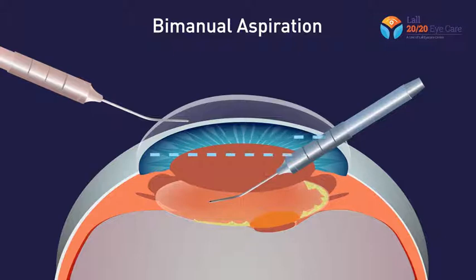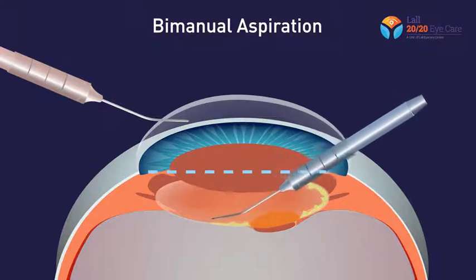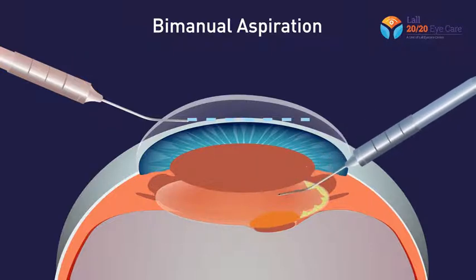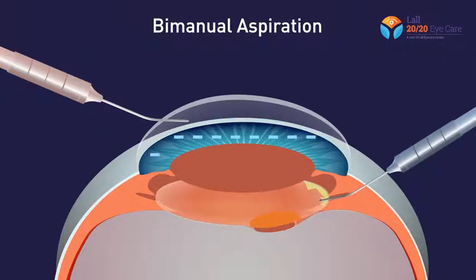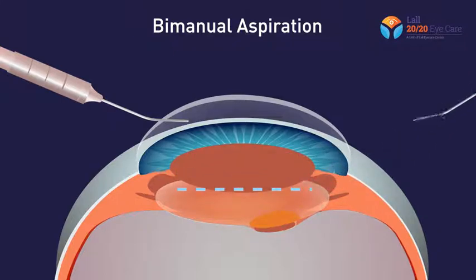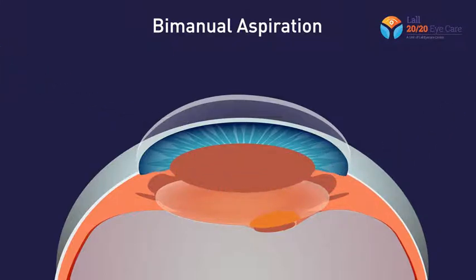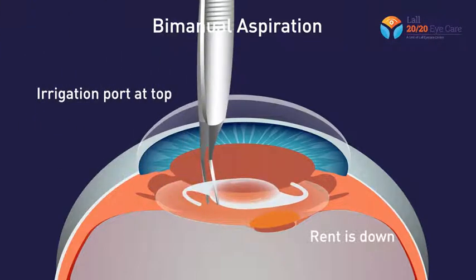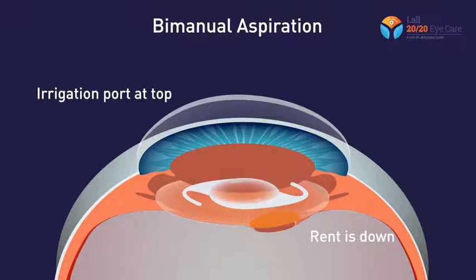There is no turbulence as the vacuum created by aspiration is replaced by the fluid coming from the irrigation port. There is no fluid wave that is directed to the posterior capsule or the vitreous cavity. So friends, we need to remember that in the anterior chamber, the irrigation port is on the top near the corneal surface and the rent is down. So we are able to aspirate the cortex without the fluid going into the vitreous cavity.